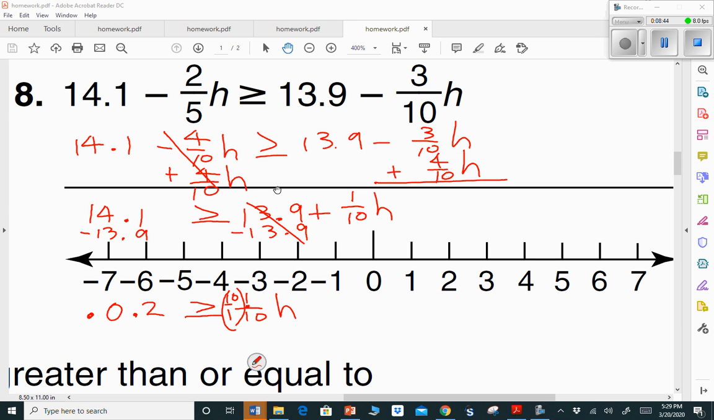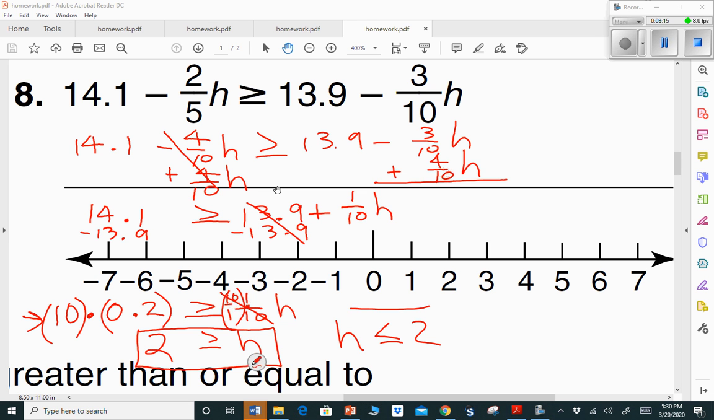10 over 1 is just 10. So 10 times 0.2 over here. Okay, so we've got greater than or equal to. This goes away. We have to evaluate that. 10 times 0.2 is 2. So I've got this perfectly good answer, but I don't really like the form because the h is on the right. So I'm going to change it to h is less than or equal to 2.